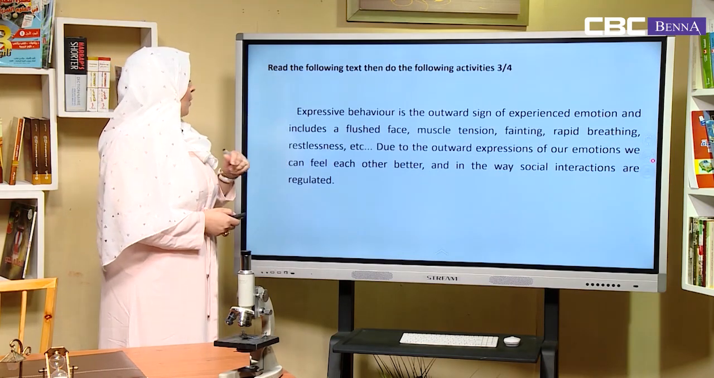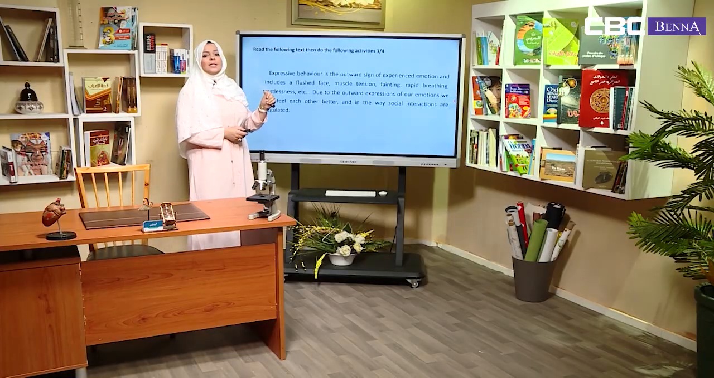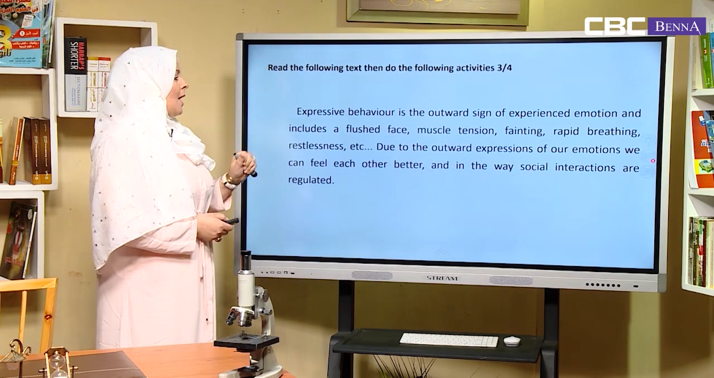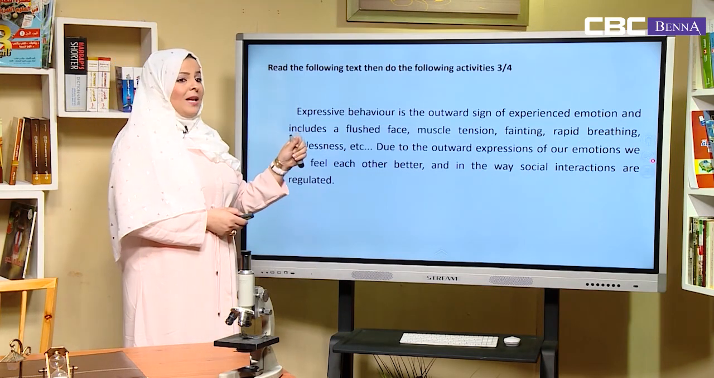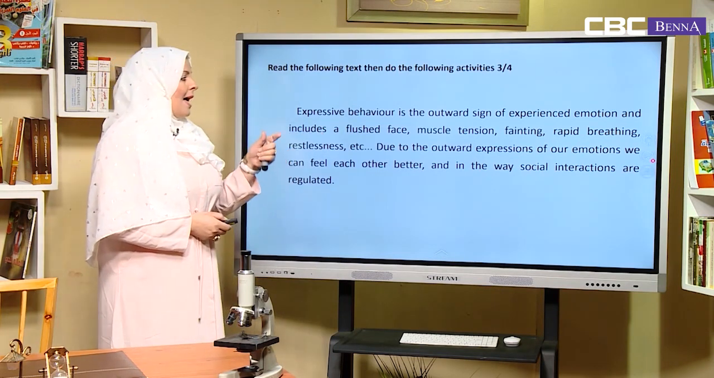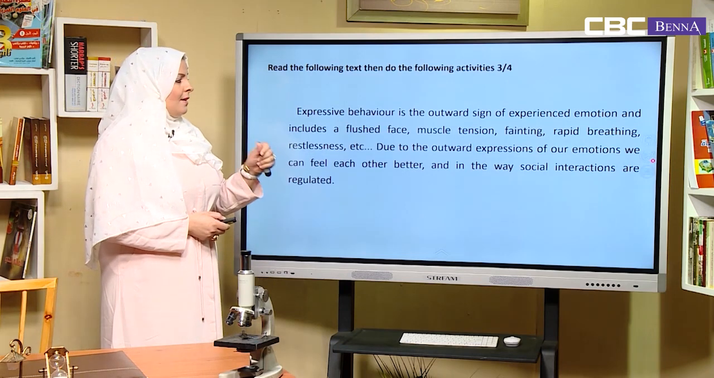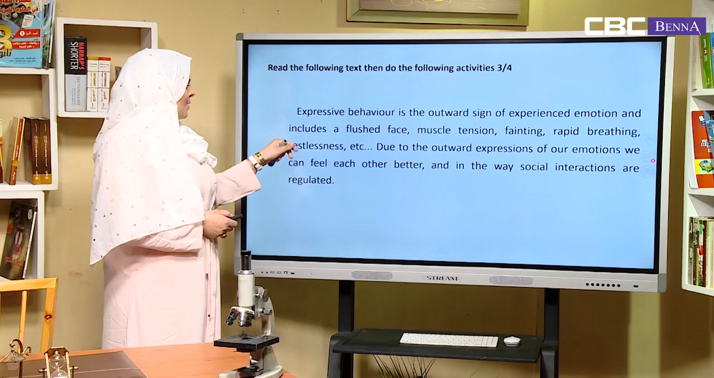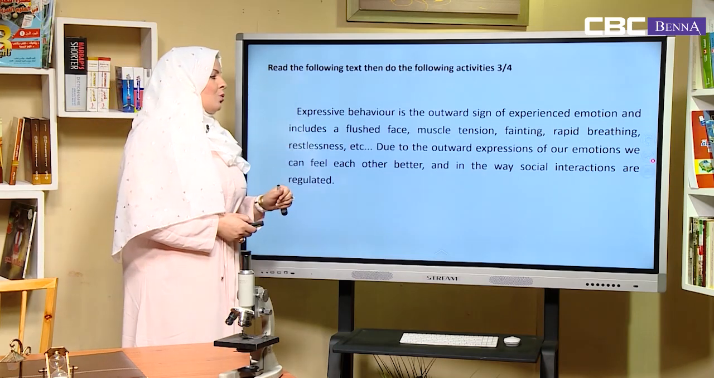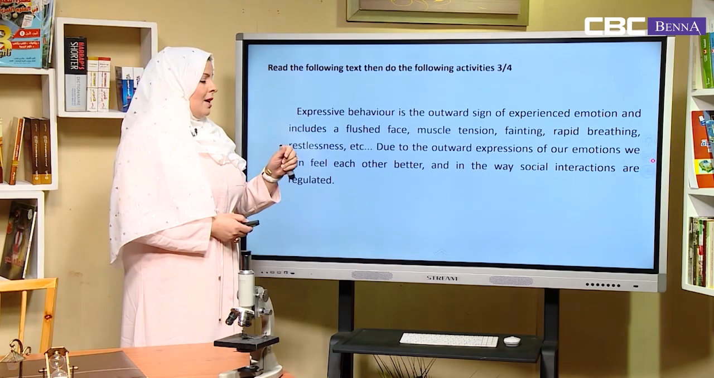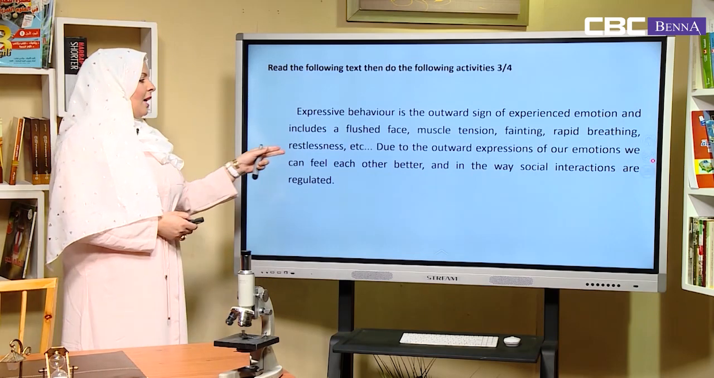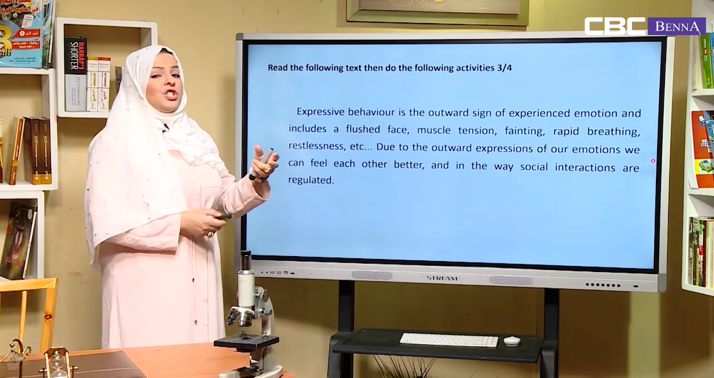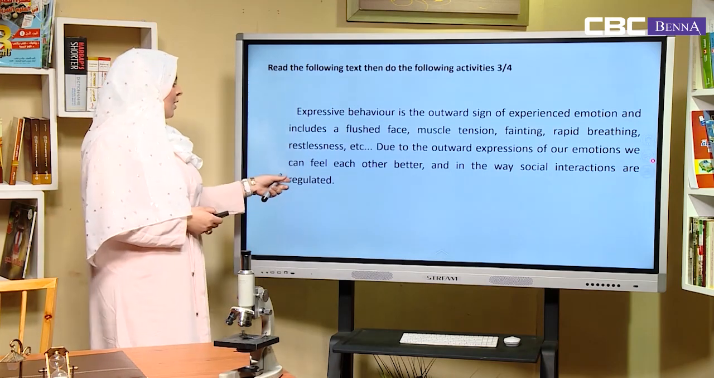Expressive behavior is the outward sign of experienced emotion and includes a flushed face, muscle tension, fainting, rapid breathing, restlessness, etc. Due to the outward expressions of our emotions, we can feel each other better, and in this way social interactions are regulated.